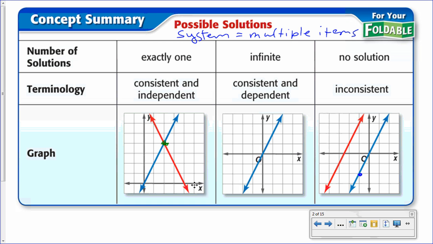Right here, number of solutions, exactly one. What happens when you have exactly one solution? What are these two lines doing? They cross, they intersect, don't they? Okay? So the terminology that we use is that these two lines are consistent and independent of each other. Guys got that?